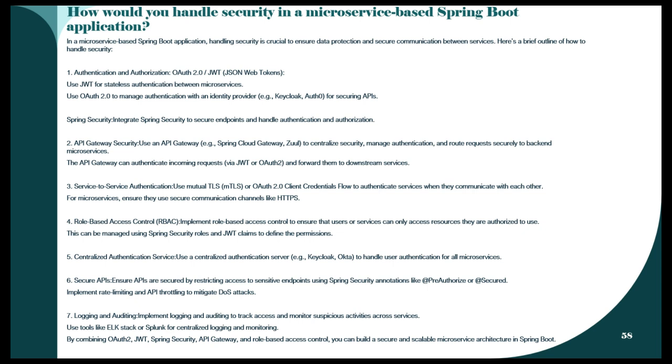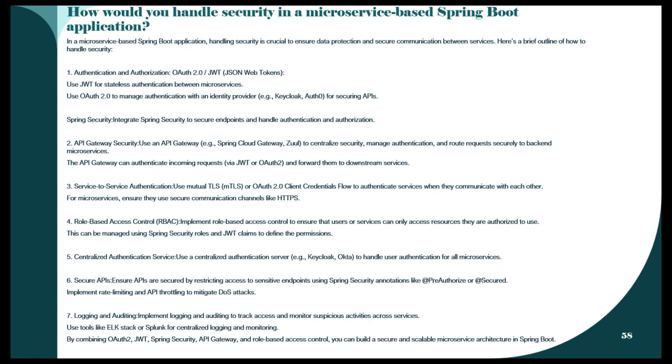Now, when you're dealing with microservices, there is an API gateway, for which you can use Spring Cloud Gateway, Zuul, or any other provider, which is going to centralize your security. It will manage your authentication and route your request to certain services, which is going to be very secure, basically the microservices at the backend. The API gateway can first authenticate all the requests coming to it, either via JWT or OAuth2. Once it is satisfied, only then will it forward the request to the desired service.